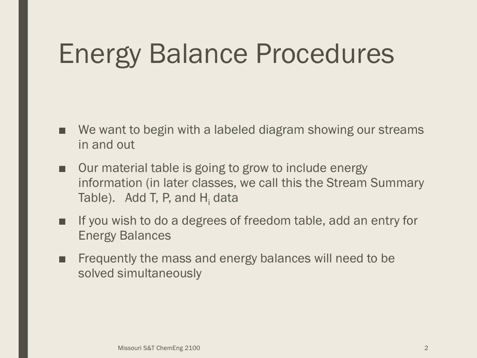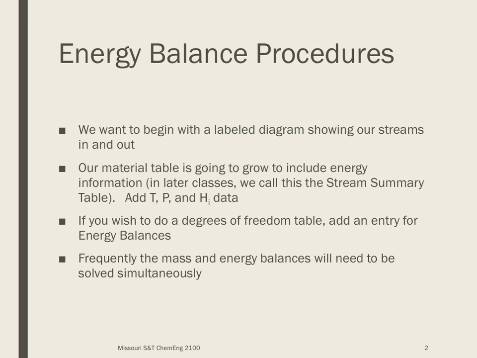We're going to put a material table, but this time we're going to expand it to include energy information. When we get to some future classes, like your design courses, we call this a stream summary table. For each stream, we're going to list all the components and the total flow rate. We're also going to list the temperature, the pressure, and for a system with flow, enthalpy data. For a closed system, we'll list internal energy data.